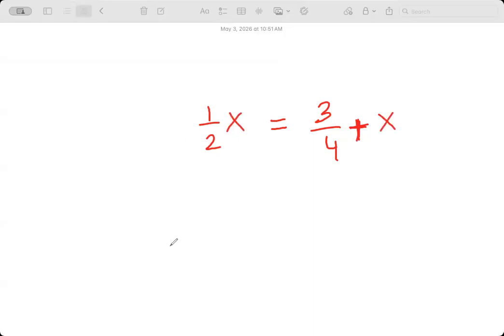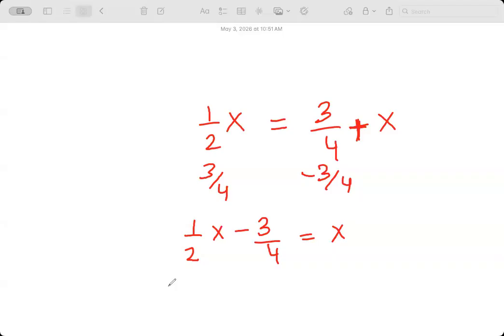Go ahead. So I subtracted 3/4 on both sides. Okay, good one. You subtracted 3/4 on both sides. So what did you get? Half x. Let me write it down for you, and you can tell the next step. So then I did, so I subtracted wrong, I see.